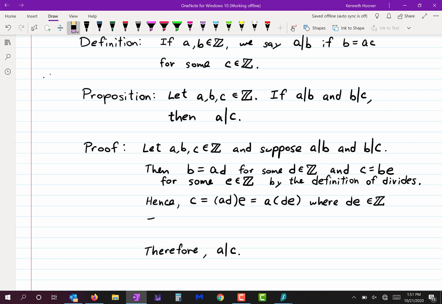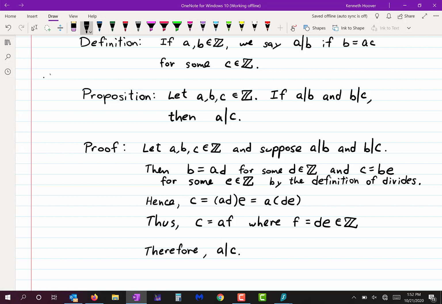Thus, here, I'm going to take that off of there. And I can say thus C equals AF, where F equals DE, which is an integer. If you prefer that, that's fine. Okay. And then we have our conclusion.